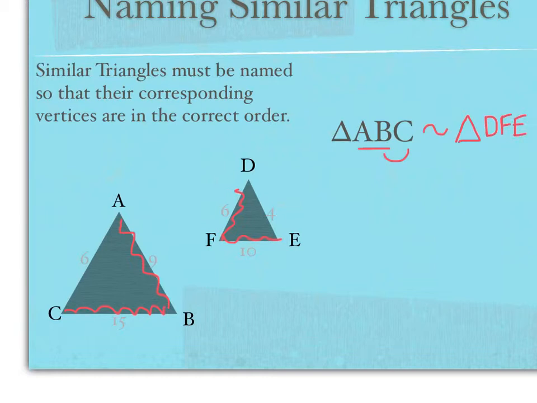So again, you just want to name them so that I can say side AB goes with side DF. Side BC goes with side FE. And side AC goes with side DE. Okay? Whatever way makes the most sense to you. But just make sure they line up. Could we have named that first triangle differently? Sure. Yeah, we could have. But then we would have had to change how we named the second one. Good? Nothing new there, right? You're used to having to do that?